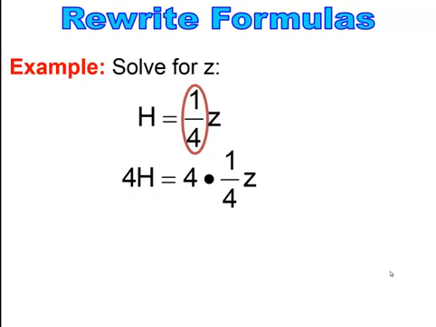You need to make sure that when you multiply a variable by a number, the number always goes in front of the variable. So you see here I have 4 times capital H, and then you have 4 times 1/4 z. Well, when you have 4 times 1/4, that's going to cancel out, and you're going to simply be left with z. So the formula here for z would equal 4 times capital H.